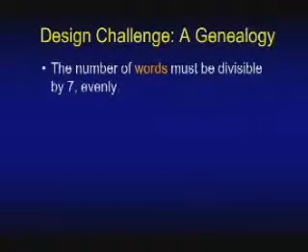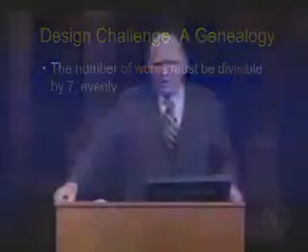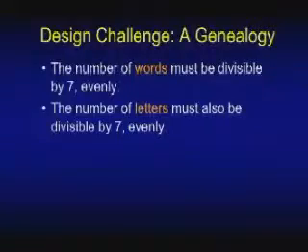Imagine you were given this assignment in school. I want you to develop a genealogy from fiction, just from your imagination. But I want the number of words that you're going to turn in on your paper to be divisible by 7 evenly. In other words, if I count the number of words divided by 7, there's no remainder. How many of you could do that? You could probably fudge and make that work out, couldn't you? But I want the number of letters also to be divisible by 7 exactly. Uh-oh, that gets a little more challenging.